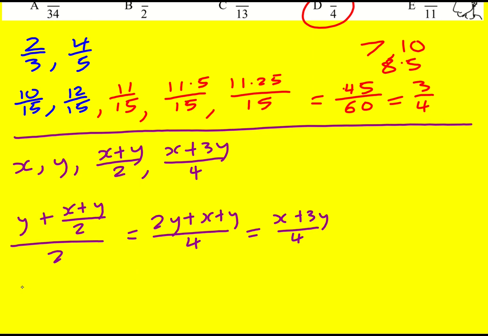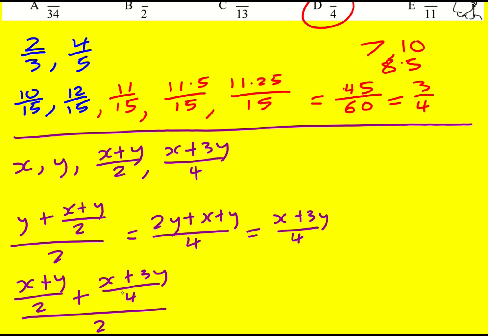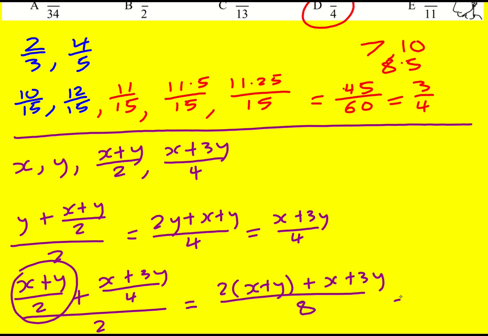And then for the fifth term, take the third term, add the fourth term, divide by 2. This time I'm going to times top and bottom by 4. And when I do this, x plus y over 2 times by 4 will give 2 lots of x plus y. And then it'll be plus x plus 3y all over 8. 2x plus x becomes 3x. 2y plus 3y becomes 5y.